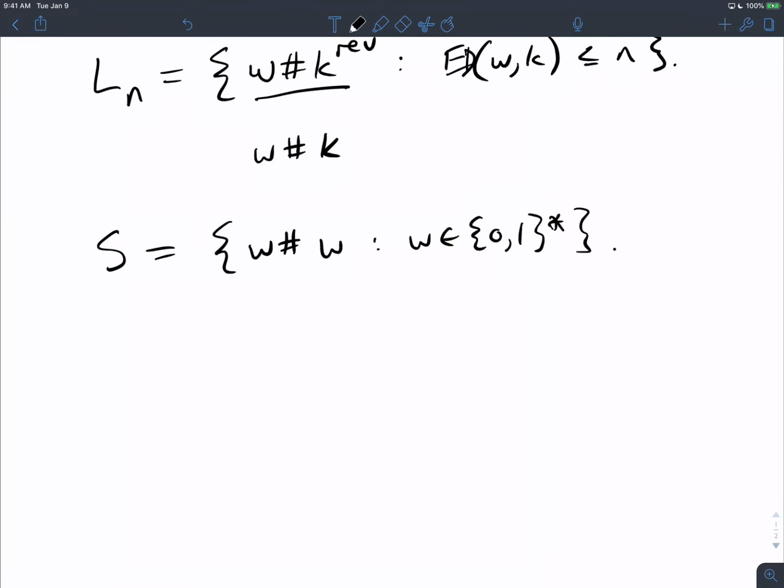So what string should I pick for this, to show that S is not context free? 0, 1. So I'll pick the string 0^p 1^p # 0^p 1^p for showing that it's not context free, right? What are the two properties of every string whenever we use the pumping lemma have to have? It's in the language, that's fine. What's the other property? Length at least p. Does this have length at least p? No. So how can we get it to length at least p and the same string on both sides of the #?